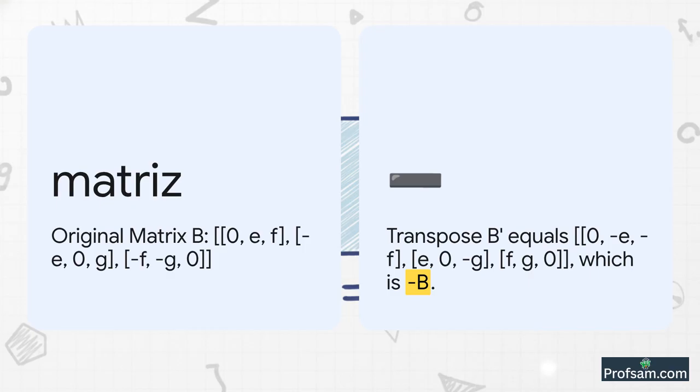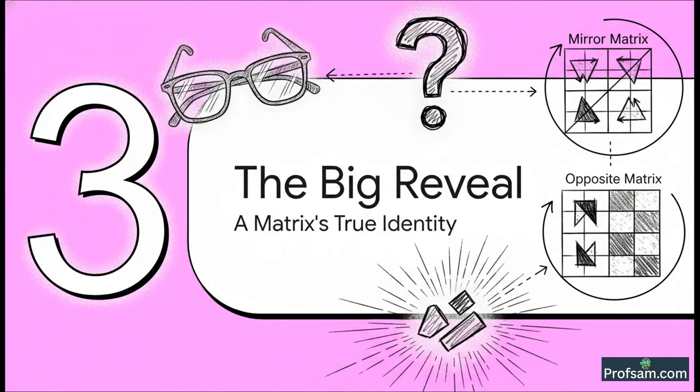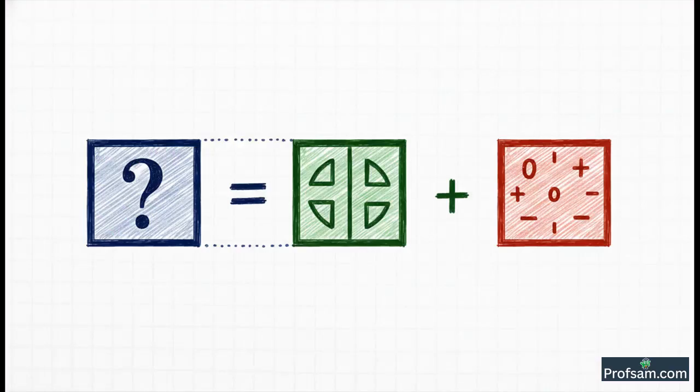It works perfectly. All right, so far, we've investigated our two main suspects, the mirror matrix, which is symmetric, and the opposite matrix, which is skew symmetric. But what do they have to do with the original matrix we started with? What's the connection? Well, it's time for the big reveal, the moment you've been waiting for, the climax of our detective story. And here it is.